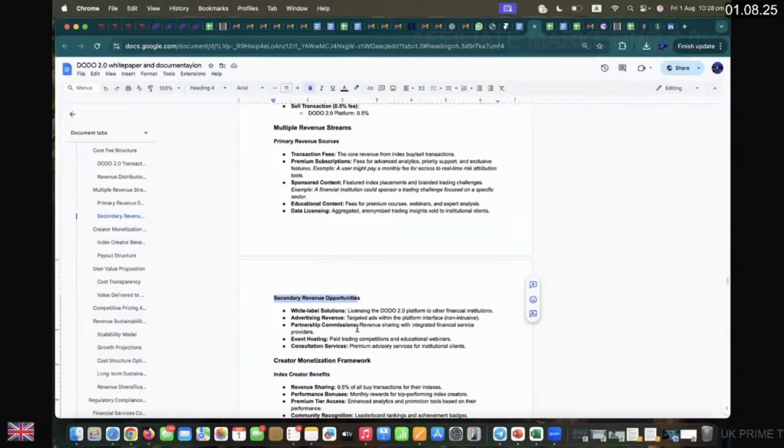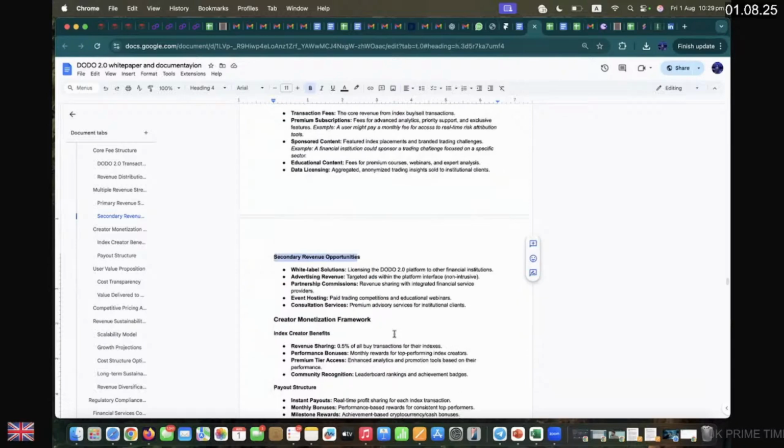Just like in LiquidPay DeoBank, we have collaborated with Zig Infrastructure, Zig Chain for yield, event hosting, paid trading competitions, and educational webinars will be conducted on a regular basis, online as well as offline. Consultation services, premium advisory services for institutional clients. This way, we will be able to generate revenue as a platform. So, you know where you are investing, you know where you are participating, and what you are promoting is something which is unique, one of a kind, really concrete and really precise in the aim.